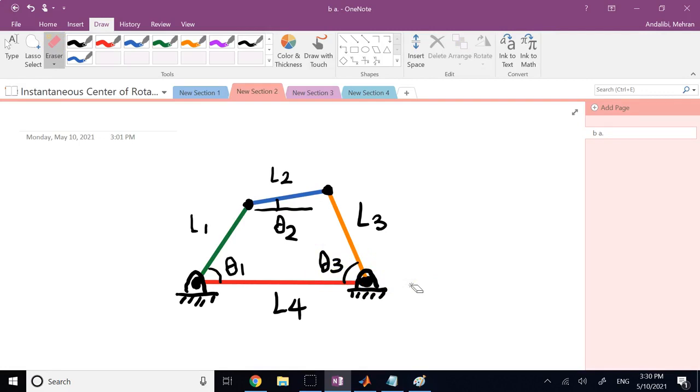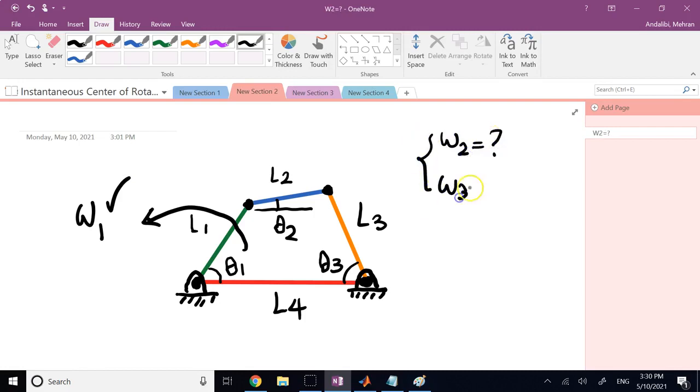Okay, so if I say at this moment, I give you omega of member 1. So I give you omega 1. I say omega 1 here is given. You give me omega 3 or omega 2. What is omega 2? What is omega 3? And tell me whether they are clockwise or counterclockwise. How can you do that? Okay, so that's the question.